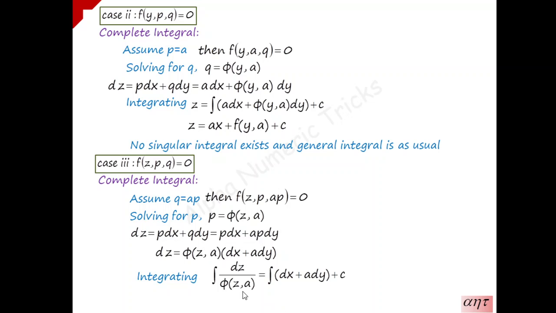Now after integrating, you can get the complete integral. If you know the function phi of z comma a, then you can integrate according to that function only on the left hand side, and the right hand side you have x plus ay plus a constant. Here also there is no singular integral because c occurs separately. So 0 is equal to 1 is obtained, which is an absurd result we get after differentiating with respect to c. So we conclude that there is no singular integral for this type of case 3 problem also, and the general integral we have to obtain as usual.